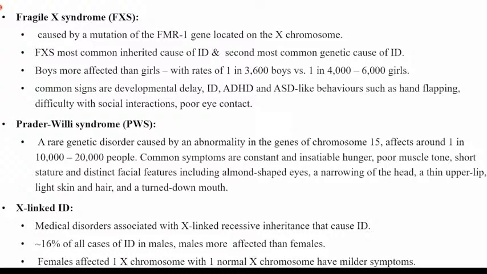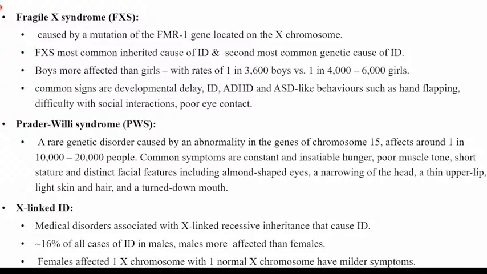which is located on the X chromosome. It's the most common inherited cause and the second most common genetic cause of both inherited and non-inherited forms, second to Down syndrome. Boys are more affected than girls. The rate is about 1 in 4,000. The common signs of Fragile X syndrome are developmental delay, ADHD, ASD-like behaviors, and poor eye contact.